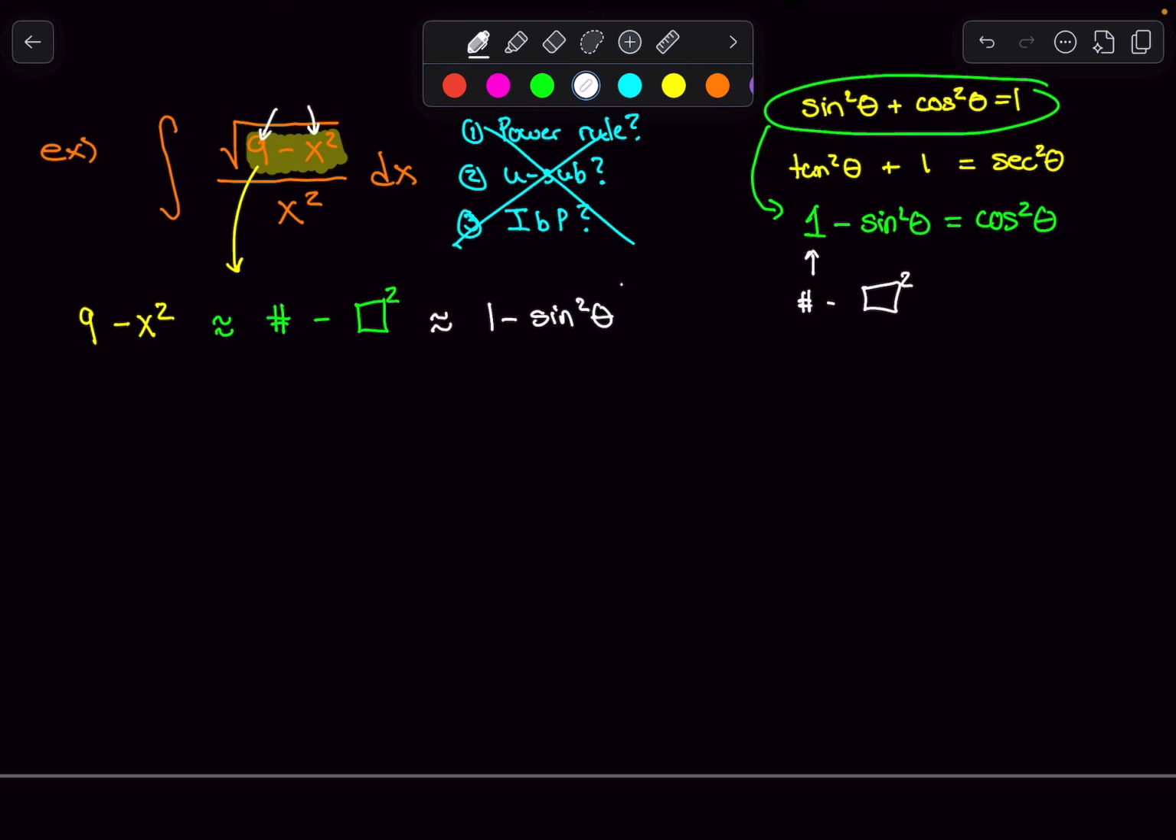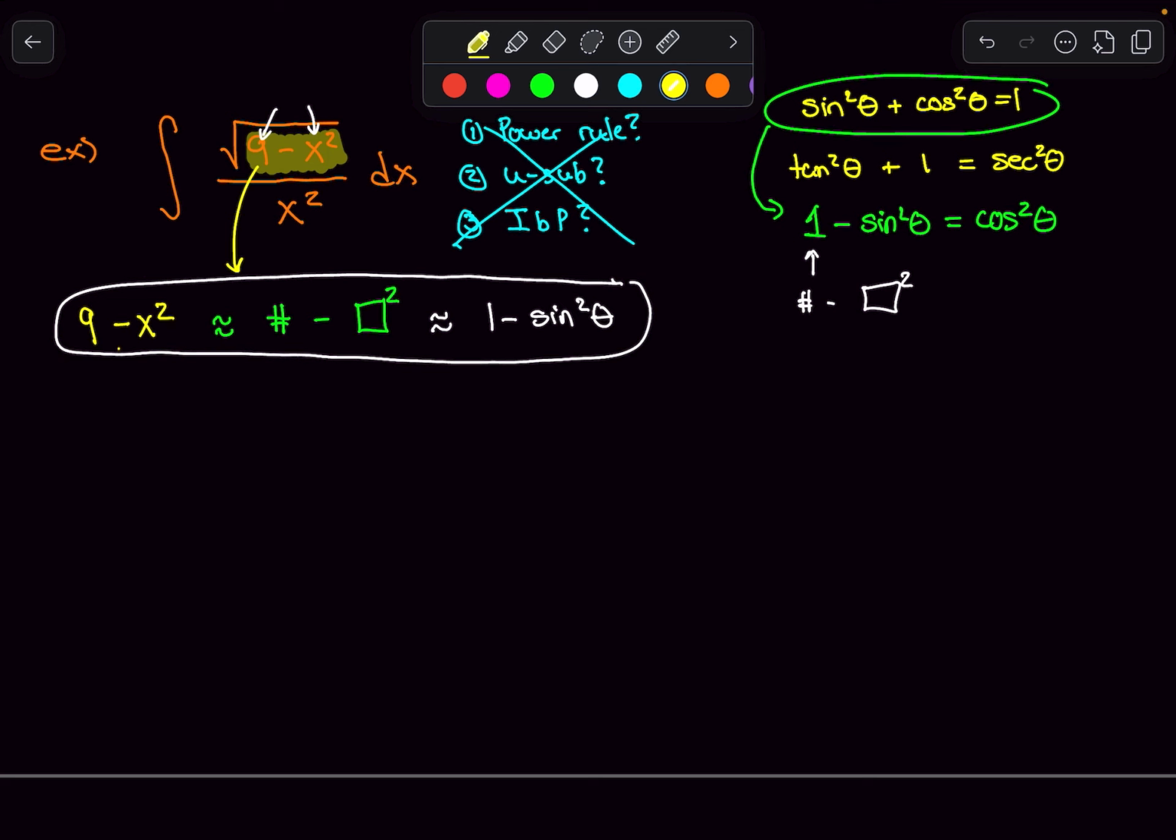Okay, well, let's see. We're not quite there yet. But what I could do is work with the 9 minus x squared. The first thing that I notice that doesn't really match is this number 9. In order to get this to look like this identity, I need that to not be the number 9. We can't work with this. I don't have an identity for 9 minus sine squared. I have an identity for 1 minus sine squared.